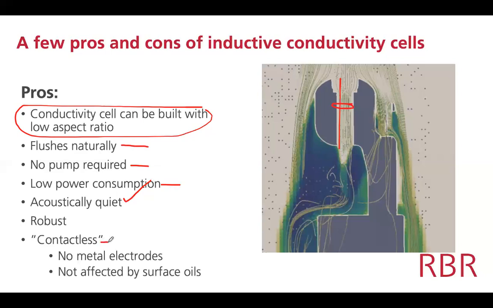are contactless. That means there are no metal electrodes, so we're relatively insensitive to surface oils, and there's no electrode corrosion. Electrodes allow the possibility of corrosion, and you have to platinize them and so forth. So that's an advantage of the inductive cell.